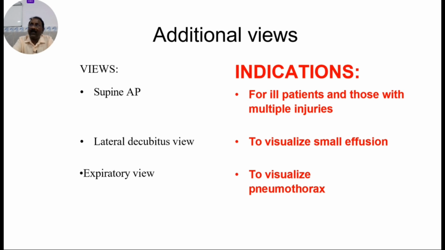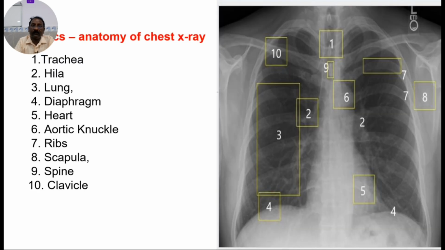Expiratory view, we rarely order expiratory view. Most of the views are inspiratory views, but the expiratory view you get in pneumothorax. So these are the basic points we are supposed to see in a chest X-ray.